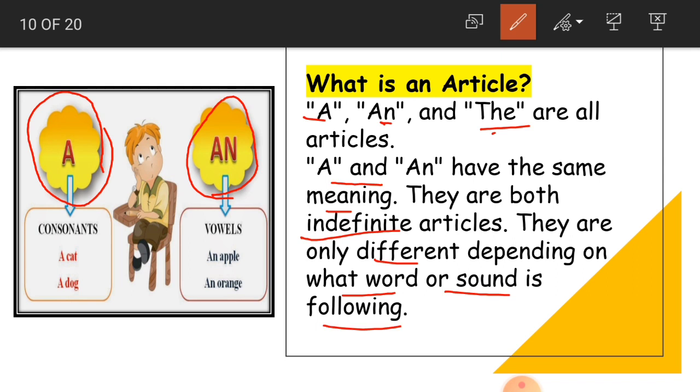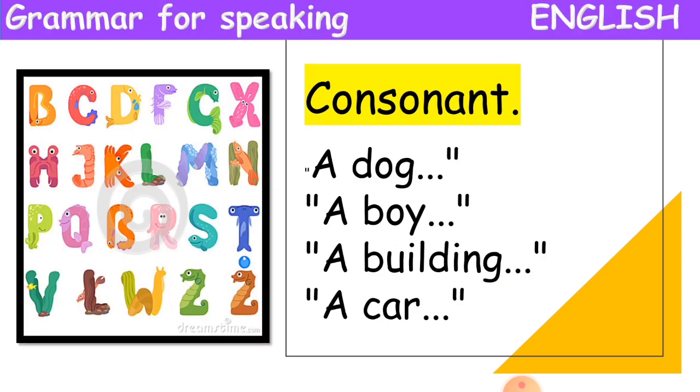So why there is a difference between a and an is, we are going to use a for some particular sounds and some particular letters in English alphabets, and an is used for some particular sounds, but both of them are indefinite articles. Okay, children? Now we'll see consonants.